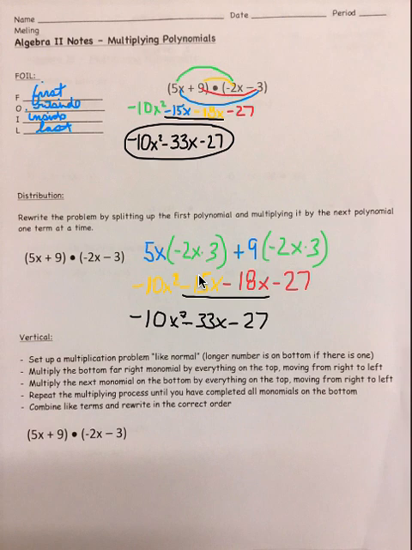Our final way is called vertical method. You set up a multiplication problem like normal, but in this case the longer number is always on the bottom if there is one. If not, you just leave them in order. You multiply the bottom far right monomial by everything on the top, moving from right to left. Multiply the next monomial on the bottom by everything on the top, moving from right to left. You repeat that process until you've completed all monomials on the bottom, combine like terms, and rewrite in correct order.